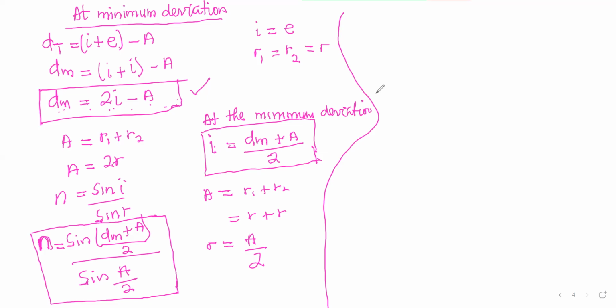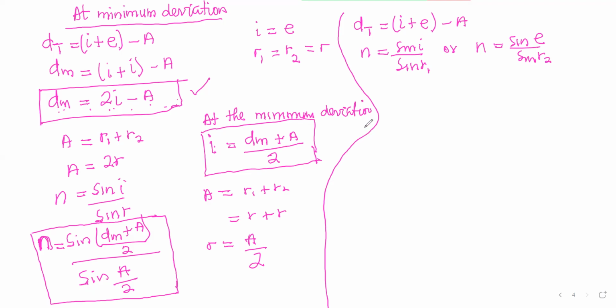You see, we derive two different relations. We saw that if we are not at that angle of incidence which will give us a minimum deviation, the total deviation in the prism is equal to I plus E minus A. And the refractive index is sine I over sine R1, or sine E over sine R2.